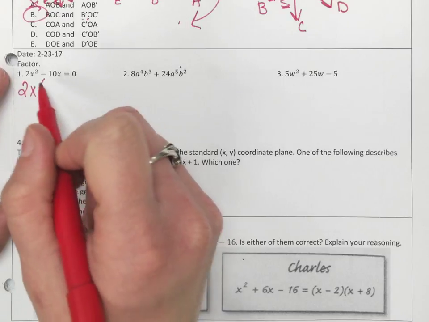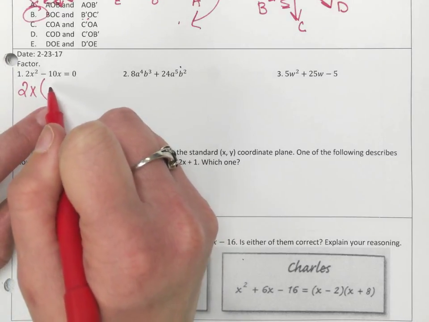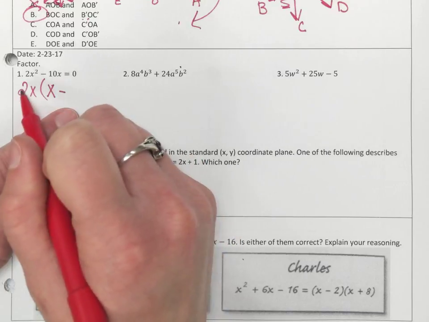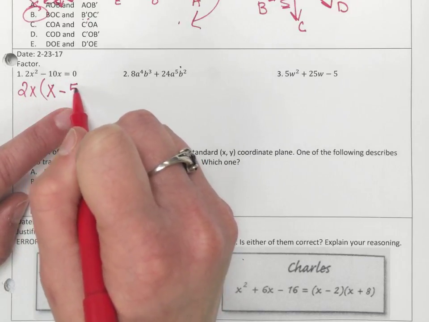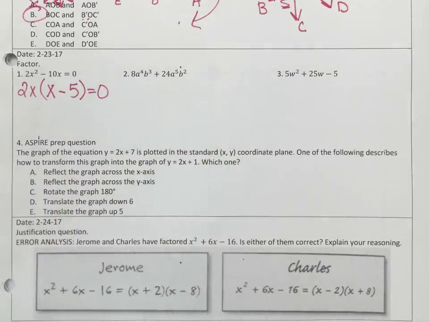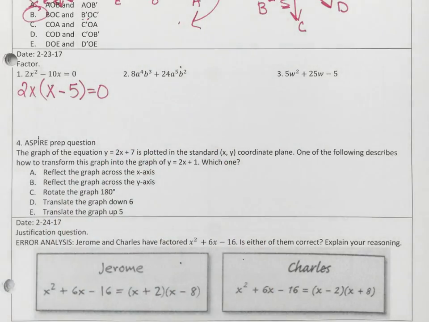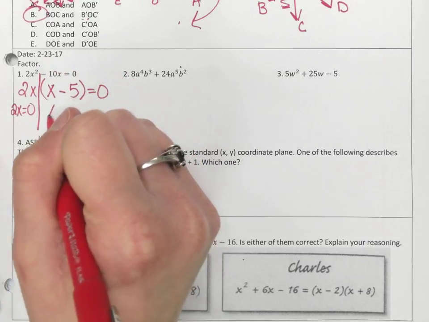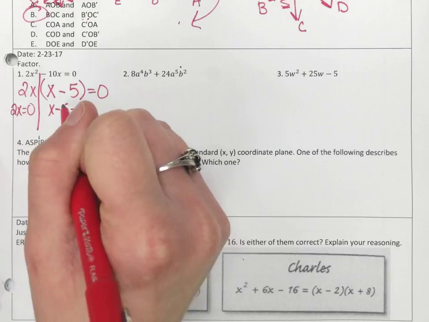Alright, here we go, Autumn. So if I take out a 2 and an X, what do I have left? X minus, what's 10 divided by 2? 5, Calvin, very good. Okay, here we go. Because it equals 0, what do you do? Right down the middle. Cut it. Right there. 2x equals 0. X minus 5 equals 0.